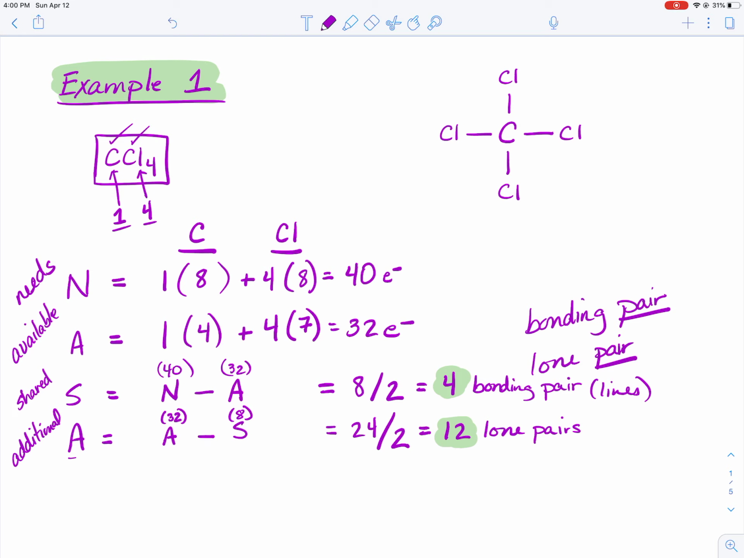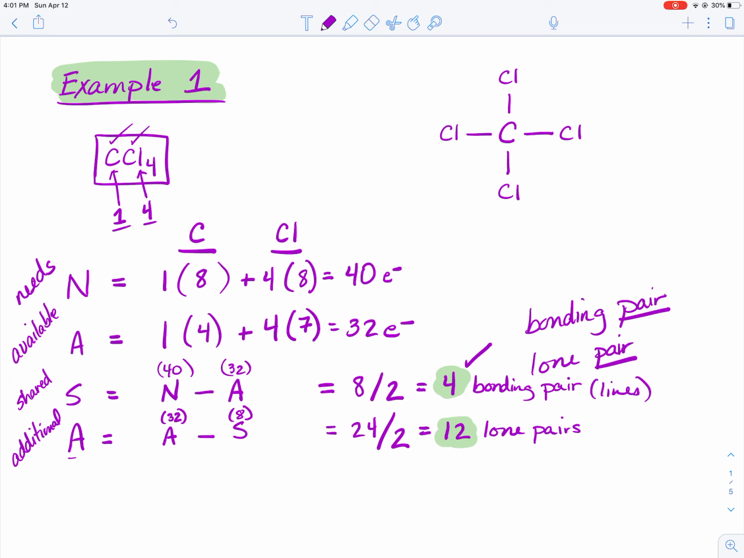It looks symmetric. And so what I'm going to do now is take my skeletal structure, which is this guy right here, and look at the numbers that I have calculated in my NASA table. I have 4 bonding pairs and 12 lone pairs. So what you need to do is have your skeletal structure, or the Lewis structure you're trying to complete, match these numbers. There are 4 bonding pairs. Are there 4 bonding pairs? There's 1, 2, 3, 4. If that matches, you're done adding your bonding pairs, or lines, within your structure. And so we're done with the bonding pairs because it ends up matching.